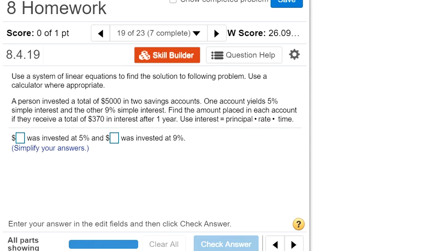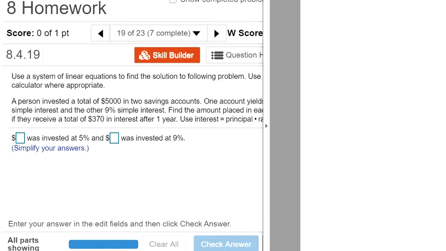A person invested $5,000 in two savings accounts. One account gives us 5% interest, and the other gives us 9% interest. So we're supposed to find the amount placed in each account, and they want us to use interest equals principal times rate times time. A whole bunch of information in there.